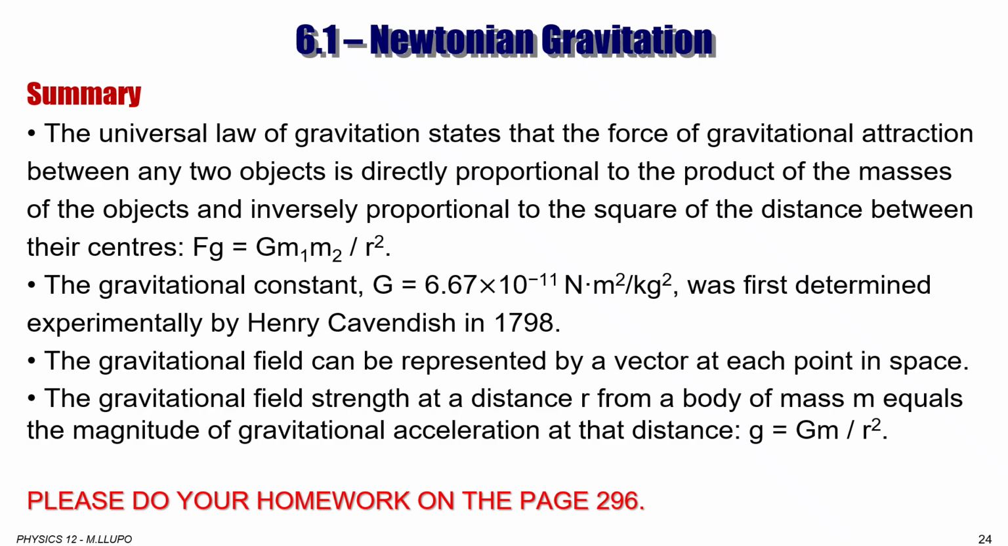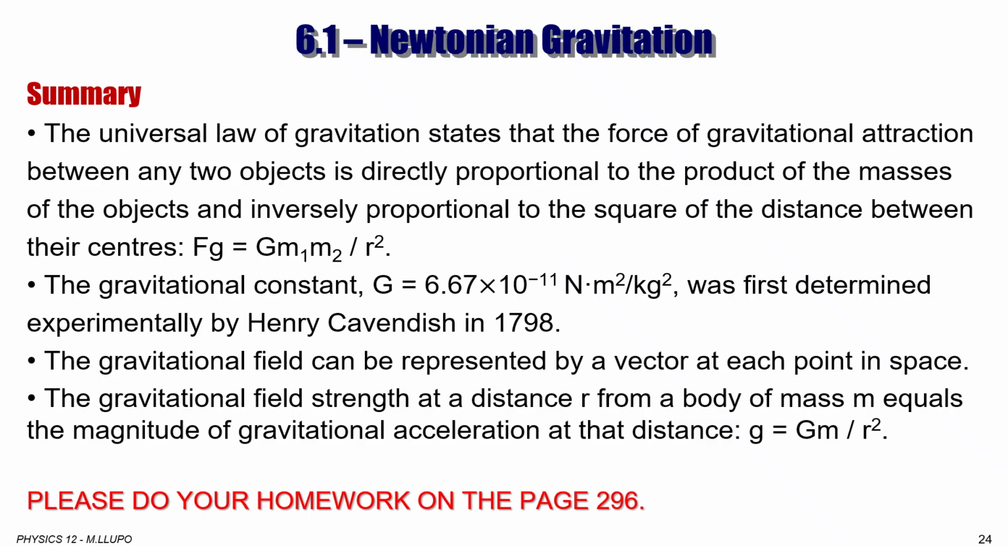Here's a summary. The universal law of attraction states that the force of gravitational attraction between any two objects is directly proportional to the product of the masses of the objects and inversely proportional to the square of the distance between their centers. So the force of gravitation is G m1 m2 over r squared. The gravitational constant, capital G, which is 6.673 times 10 to the power of negative 11 newton meter squared per kilogram squared, was first determined experimentally by Henry Cavendish in 1798.